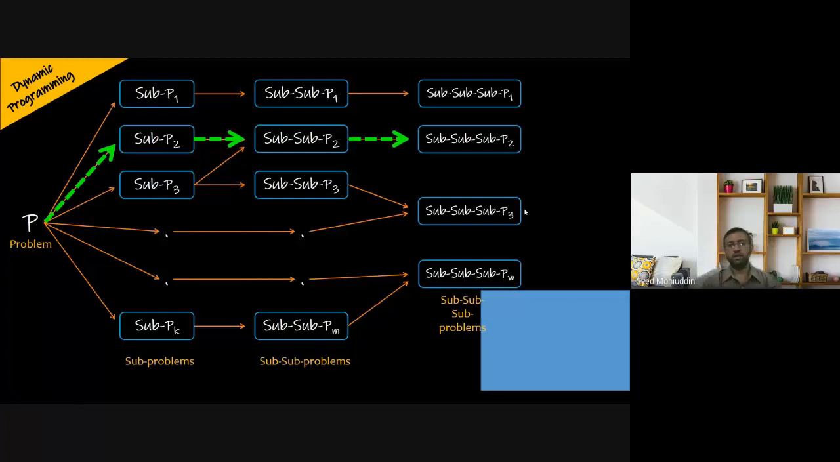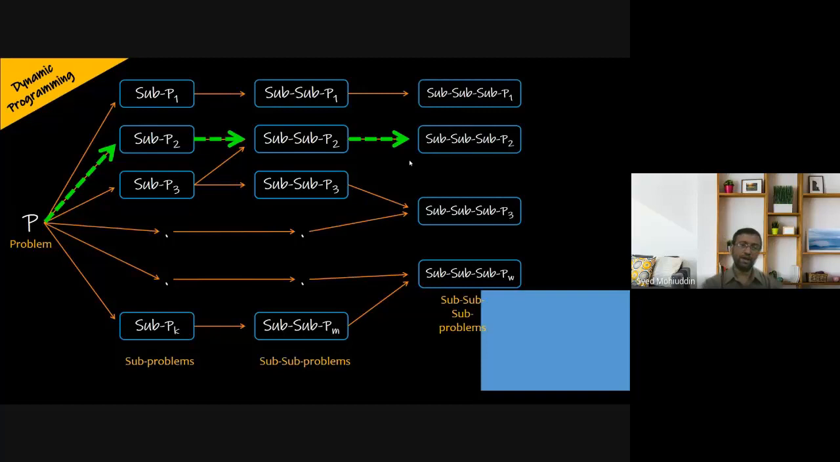Now let us assume, for instance, that we have a problem P and we have a sub-problem P2. Then this sub-problem leads us to a sub-sub-problem, which leads us to another sub-sub-sub-problem, and this can be solved easily. So the sub-sub-problem can be solved, so sub-problem P can be solved, so actually problem P can be solved. Assume that this green arrow is a sequence of decisions that we take, which leads us to an optimal solution.